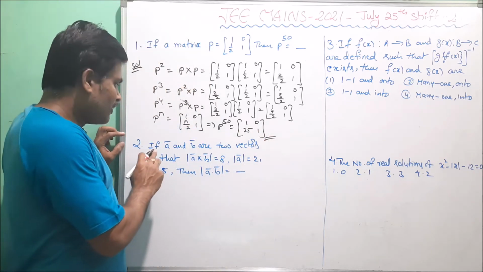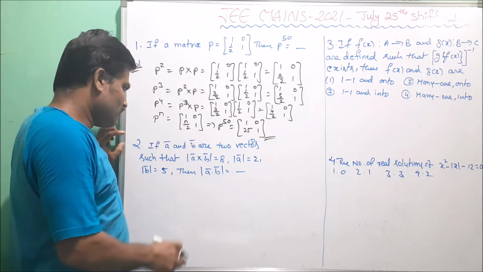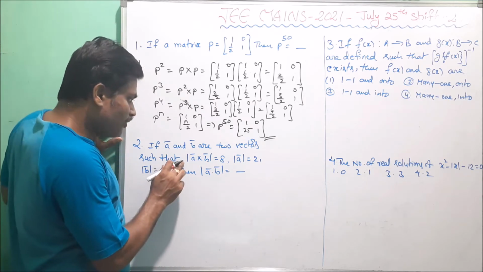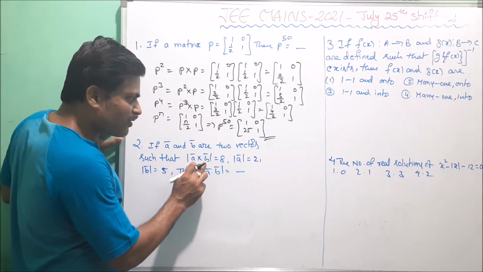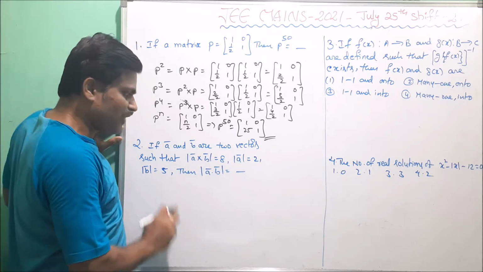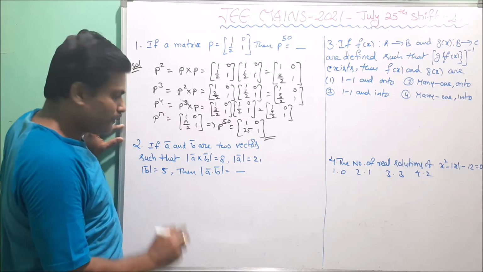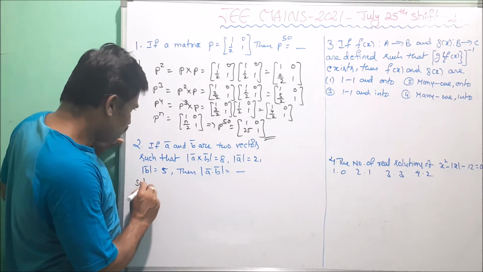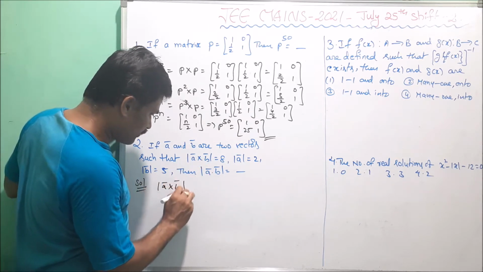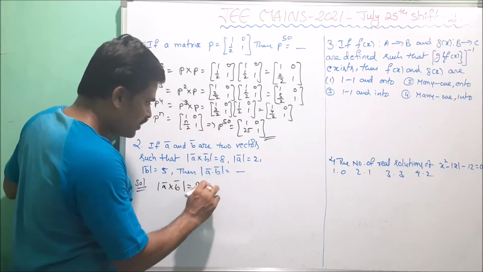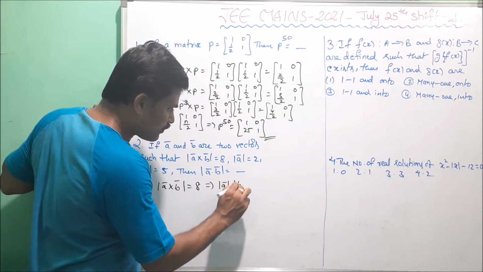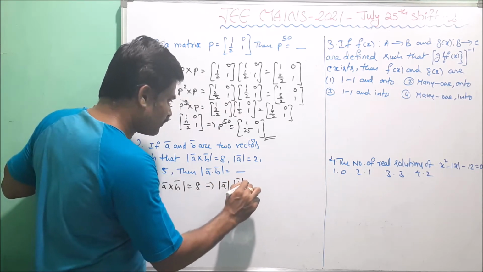Now the second one. This problem comes from vector algebra. Here also we have to observe: given mod of a bar cross b bar is 8, and mod a bar equals 2 and mod b bar equals 5, then find mod a bar dot b bar. First we take mod a bar cross b bar, that value is 8. Now the formula of a bar cross b bar is mod a bar into mod b bar into sin theta.